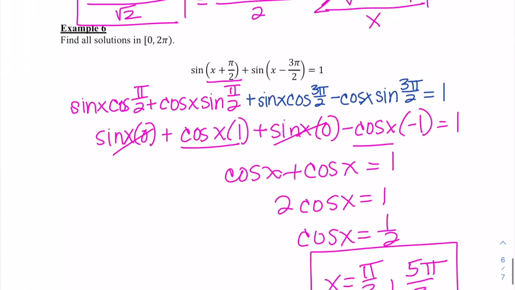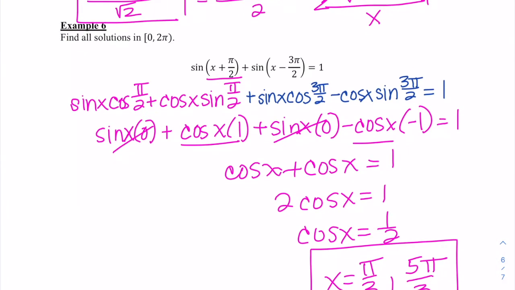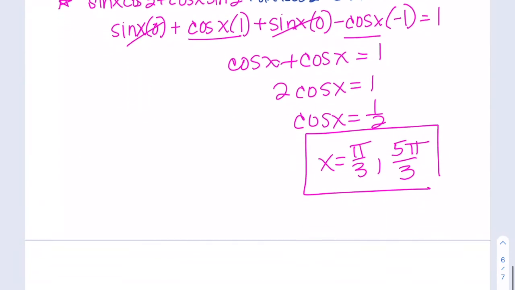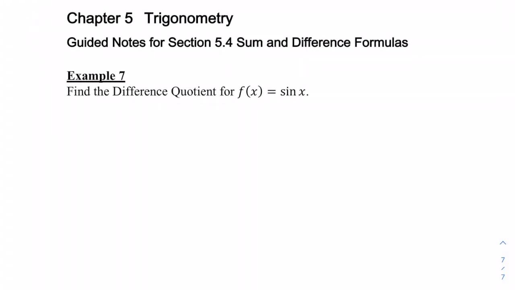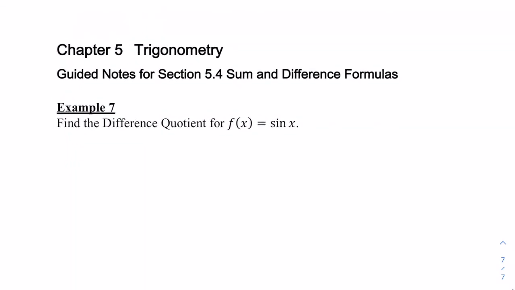So using those sum and difference formulas to simplify the equation makes it a little bit more complicated here, but eventually we're simplifying and solving for that. Now the last thing we want to go over is the difference quotient. And you probably remember that from the beginning of the year. So remember, the difference quotient was looking at the changes in the y's over the changes in the x.